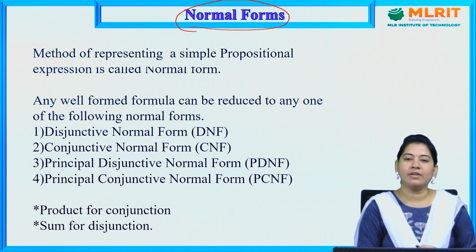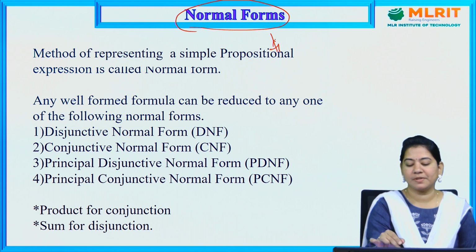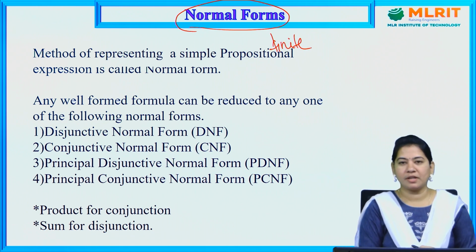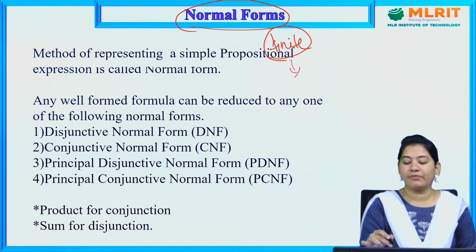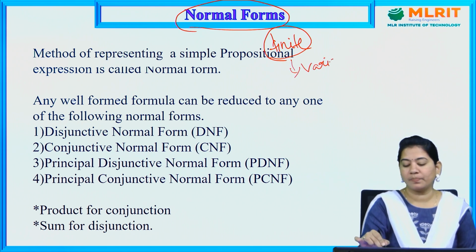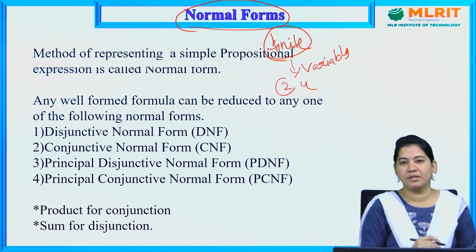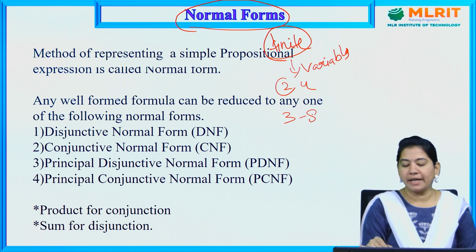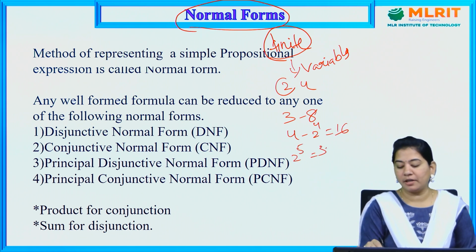Basically, we have seen in the last sessions how to construct truth tables. The construction of the truth table involves a finite number of steps. But the construction may not be practical if the number of variables is large. If you have only 2 variables, you will get 4 combinations. If you have 3 variables, you will get 8 combinations. With 4 variables, you get 2 power 4, which is 16 combinations. With 2 power 5, you get 32 combinations.